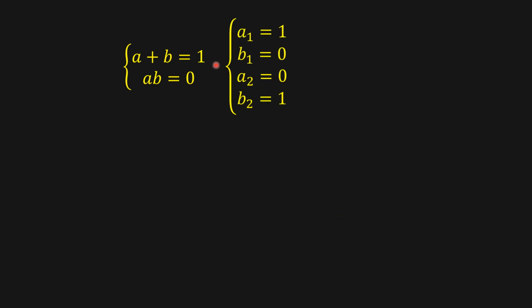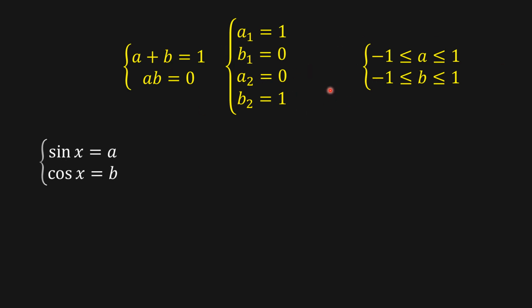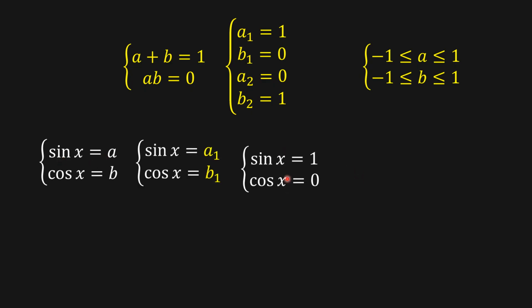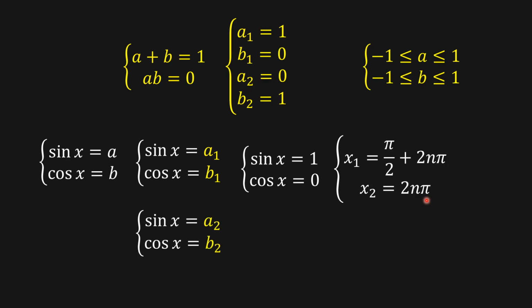So from here we're going to have a1 equal to 1 and b1 equal to 0. Here we're going to have a2 equal to 0 and b2 equal to 1. And then this is respecting our condition. So remember that we made this substitution, right? So now we're going to have this one here, and when we replace a1 and b1, we're going to have this one, and the solution for this one is x1 equals pi over 2 plus 2nπ, and then x2 equals 2nπ. And then sine x equals a2, b2 here.